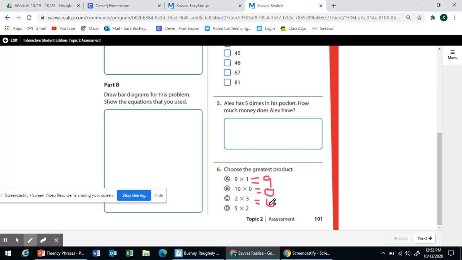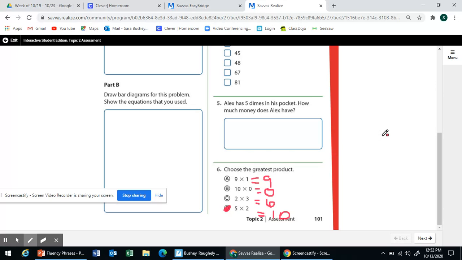And then last but not least, we have 5 times 2. You can read that as 5 groups of 2, or you could double that 5 because of the 2, or count by 5 2 times, whatever works for you. The answer is 10. So you have your products: 9, 0, 6, 10. Which one is the greatest one? Obviously 10. We know that 10 is the biggest number. Very good, boys and girls.